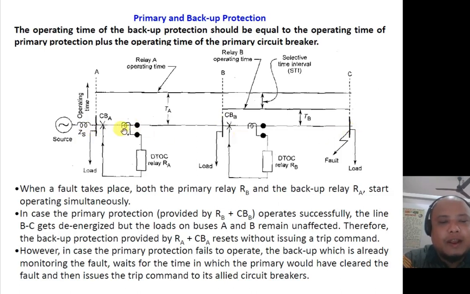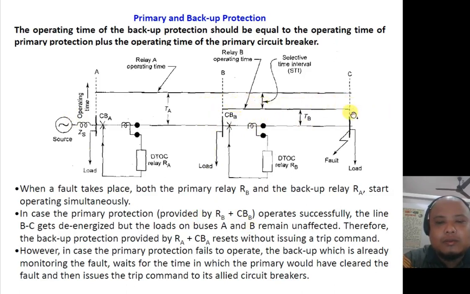If for any reason line section BC is disconnected, but line section AB is unaffected, then power will still be flowing from the source to A to B. So bus A and bus B will still be supplying the load if there is a fault only in this line section. Now suppose there is a fault in the line section BC.